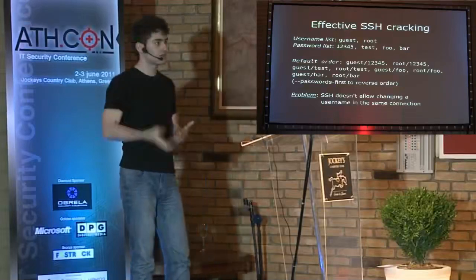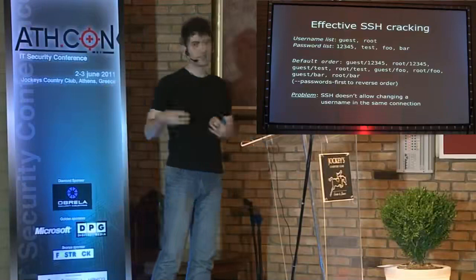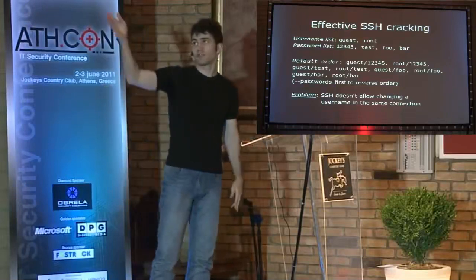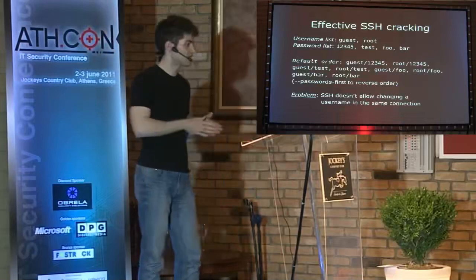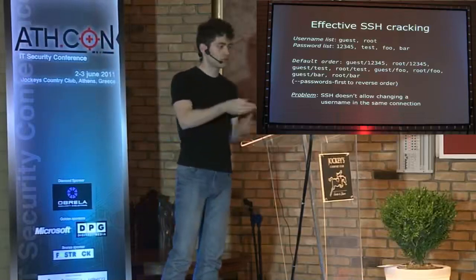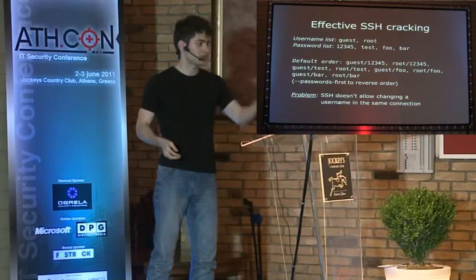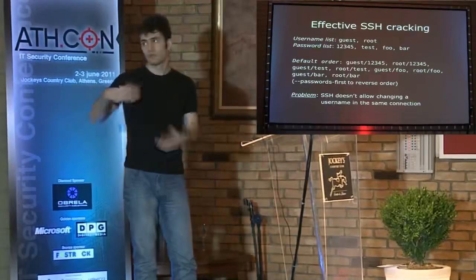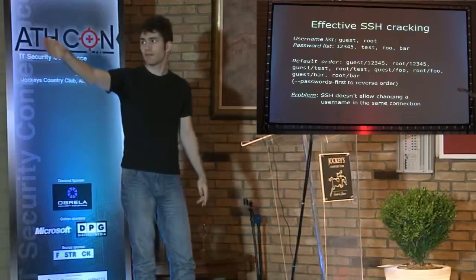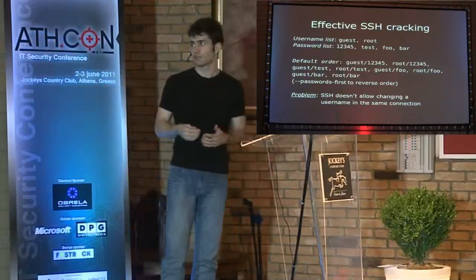So in order to take advantage of this, you need to do it in the opposite order. When you have these lists, Ncrack does the following: it tests guest and 12345, then root, which is the second username, and 12345, and so on. And of course, if you want to do the opposite, you can specify the passwords-first option in order to do it in reverse order.